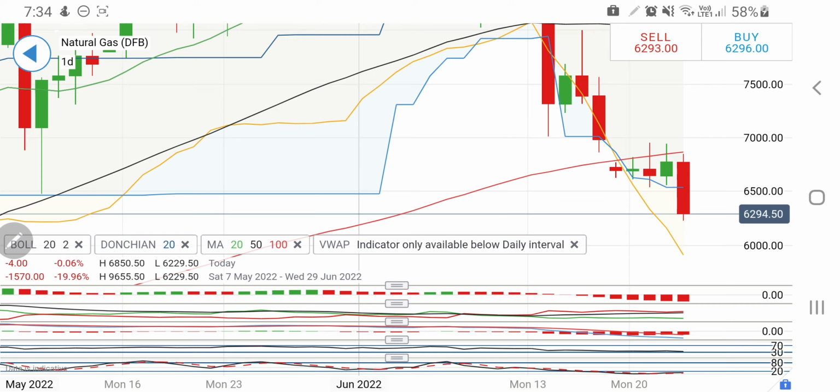Take your positions accordingly. Trade with the stop loss. Things are oversold. We may see a little sideways movement or a little bullish movement today in natural gas.